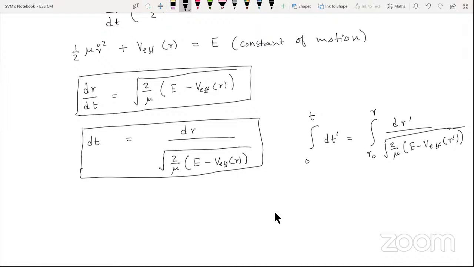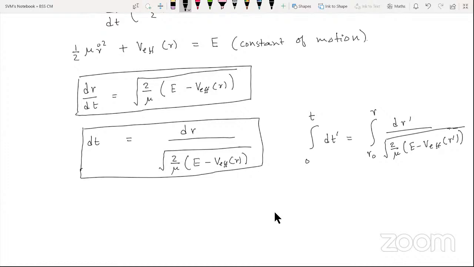So for some problems of the given potential, maybe this is something which you cannot integrate. But up to this, it can be brought. So if you cannot integrate this for any given potential, then you have to again do a numerical integration. You can always go to a computer and do an integration. So this is in the form of an integral.